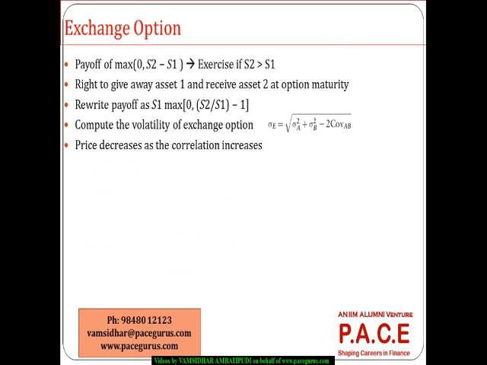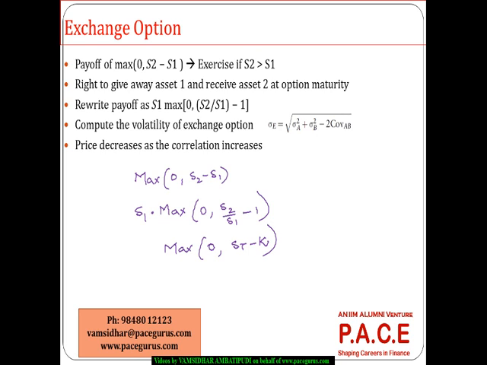Let's see. Here we are talking of the payoff, which is the maximum of 0 comma S2 minus S1. Or take S1 out. I can say S1 times the maximum of 0 comma S2 by S1 minus 1. Probably if you remember, the actual call option payoff is the maximum of 0 comma ST minus K, right? Whatever is the price minus K. K is a fixed one.